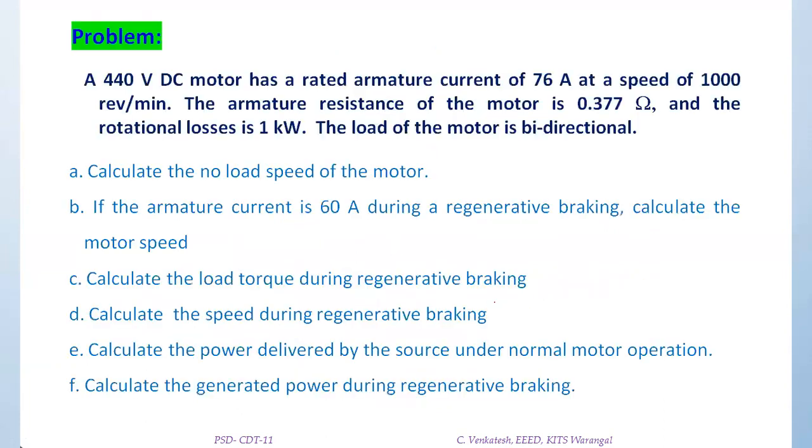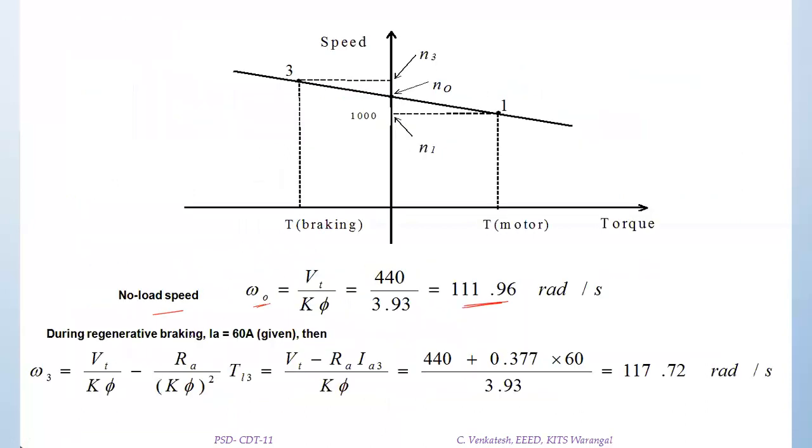Next, what is asked? If armature current is 60 amperes during regenerative braking, calculate the motor speed. So what will be the motor speed during regenerative operation? During regenerative braking, IA is 60 amperes given, then omega 3 will be equal to VT divided by KE phi minus RA divided by KE phi whole square into TL3. So substitute and you will get the speed as 117.72 radians per second.